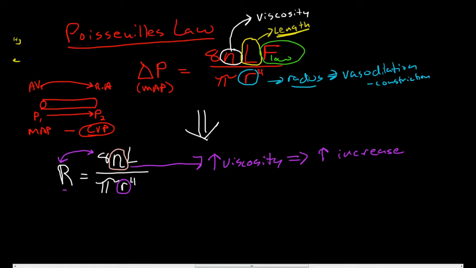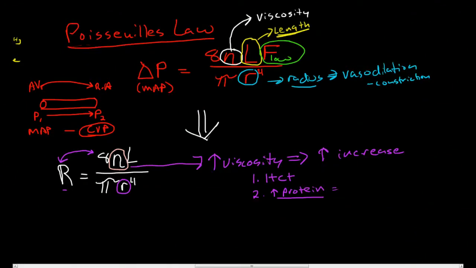So what can increase viscosity? Well, number 1 is hematocrit, the concentration of red blood cells. Number 2 is increased protein. And we see some diseases that can change protein. If you have hypoalbuminemia, your blood is going to have decreased viscosity. Some diseases can cause increased proteins.